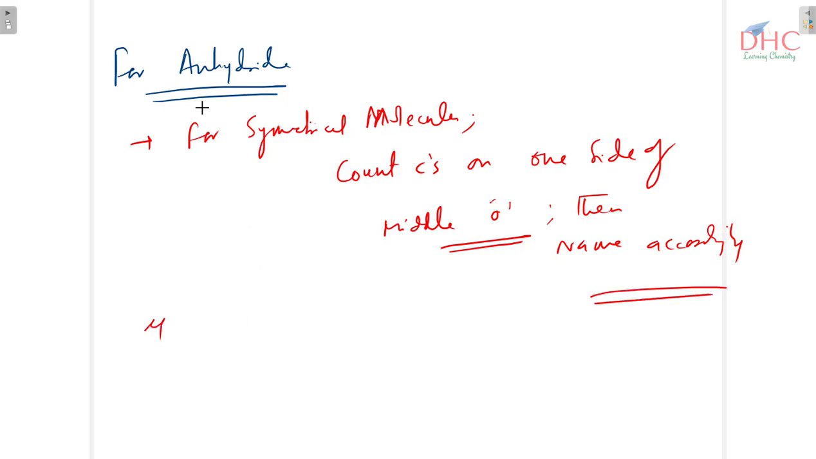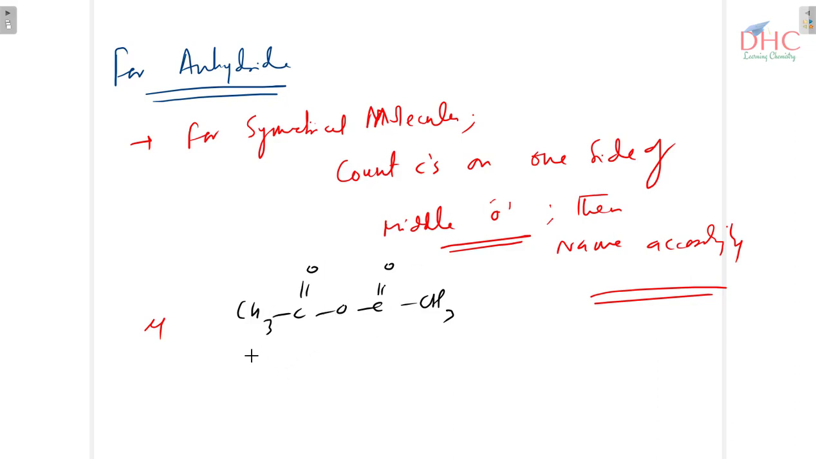For example, if you look here, you have this particular compound, and this is basically an anhydride group. This is the middle O. On one side it is symmetrical, because on this side of O it is double bond O CH3, and on the other side also double bond O CH3. So this is basically a symmetrical type of compound. You have to count carbons on one side.